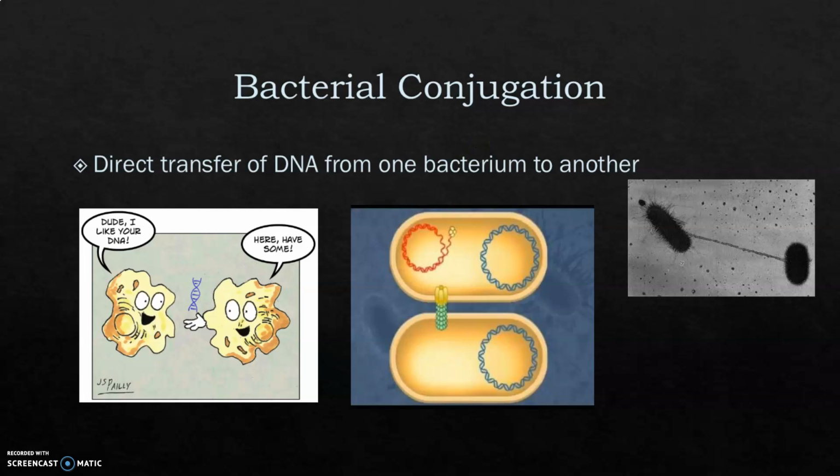So again, those three ways of change are transduction, the viral mistakes; transformation, picking it up from their surroundings; and bacterial conjugation, which is the direct transfer of DNA from one bacteria cell to another, with no loss in DNA from the donor cell.